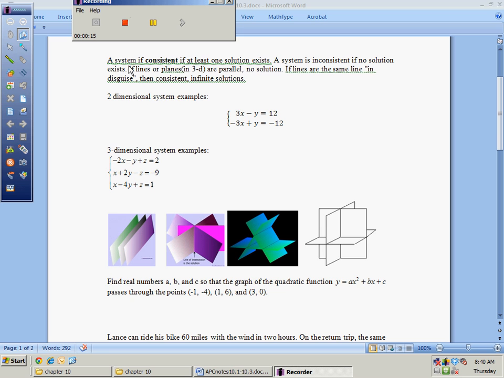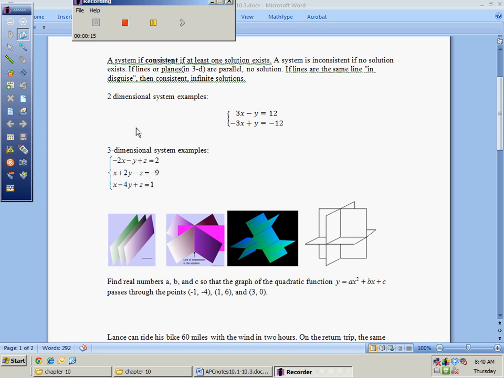Anyway, a system is consistent if at least... So we're dealing with systems of equations, and that's what this whole chapter is all about. Solving systems of equations, at least this first part. And you guys have solved systems of equations using several methods. There's substitution, remember that? Substitution, elimination. You can solve them by graphing. And solving a system means finding what x and y equals, right?